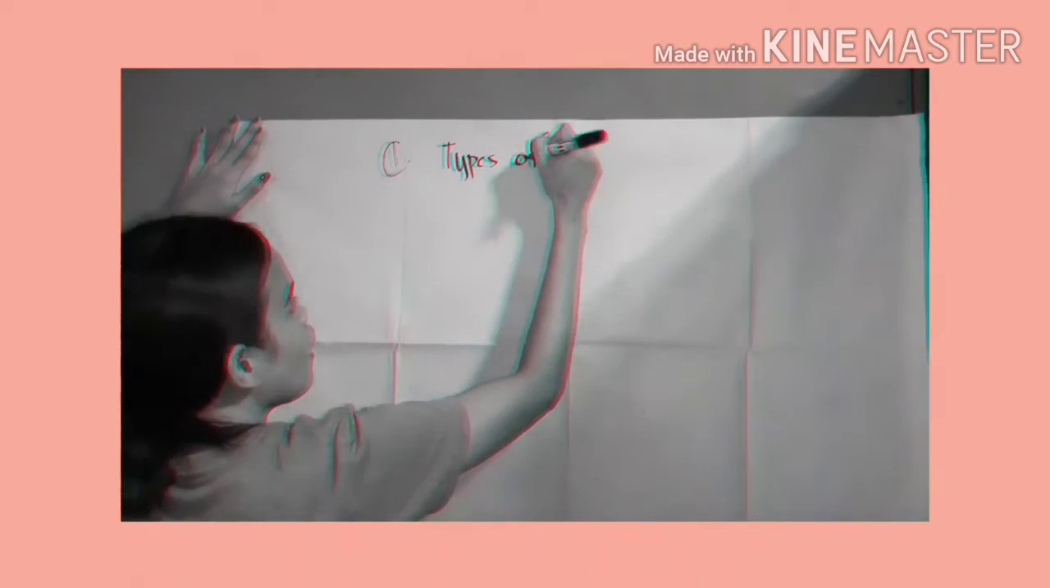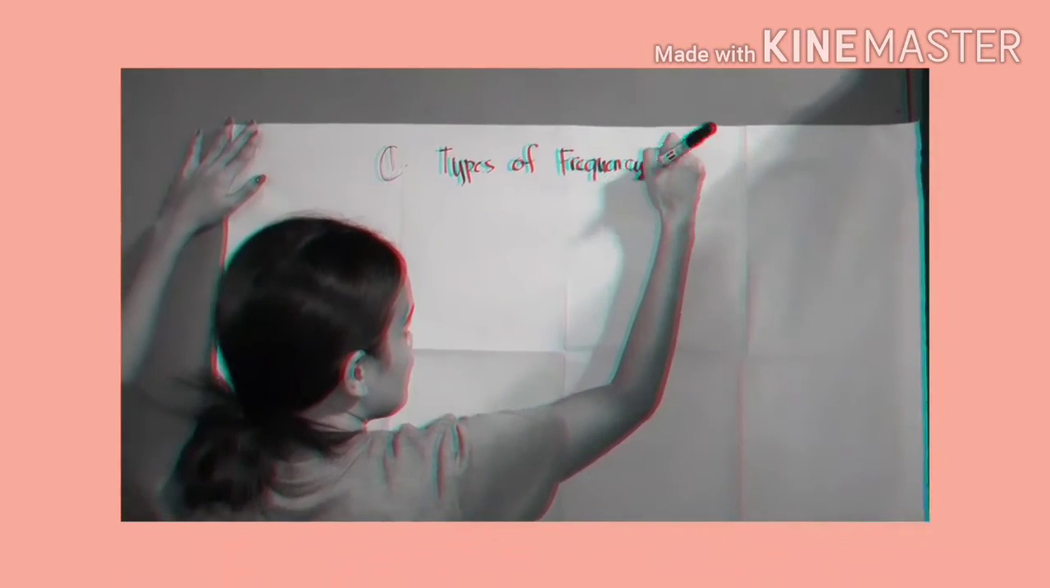So the third category of the frequency distributions is the types of frequency distributions. So letter C is types of frequency distributions.